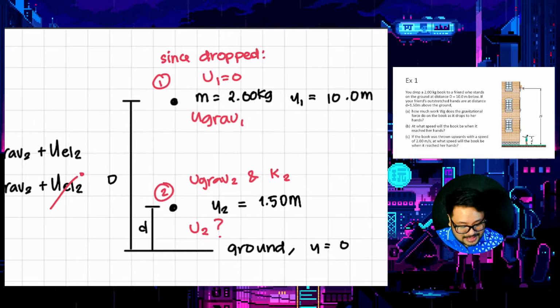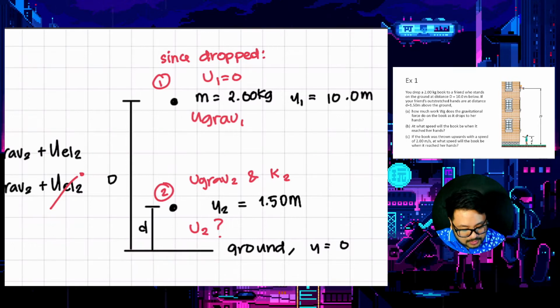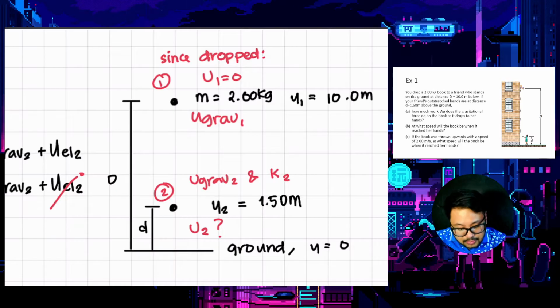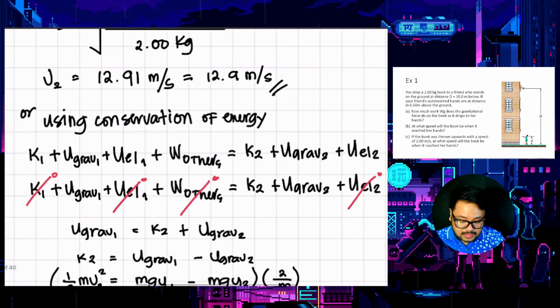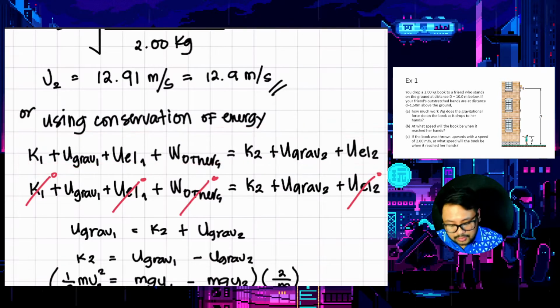Since our reference point is the ground, our y is equal to 0. So at this point, 1.50 meters above the ground, we still have kinetic energy there, and we still have gravitational potential energy also. So it is being shared as gravitational and kinetic energy. Using conservation of energy, U grav 1 will just be equal to U grav 2 plus kinetic energy 2. Or we can have this one, the complete conservation of mechanical energy.